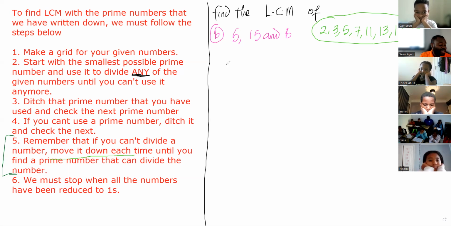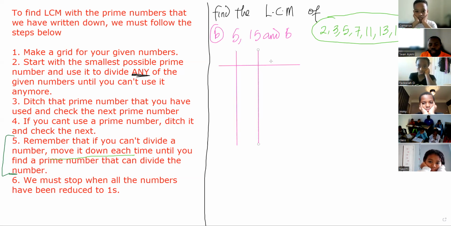All right. So what is the first step again, Naomi? Make the grid for your given numbers. Thank you very much. How many numbers are we given, Cameron? 3. So how many lines do I need for that, Jojo? You need 4. Thank you very much. 1 line, 2 line, 3 line, 4 line.